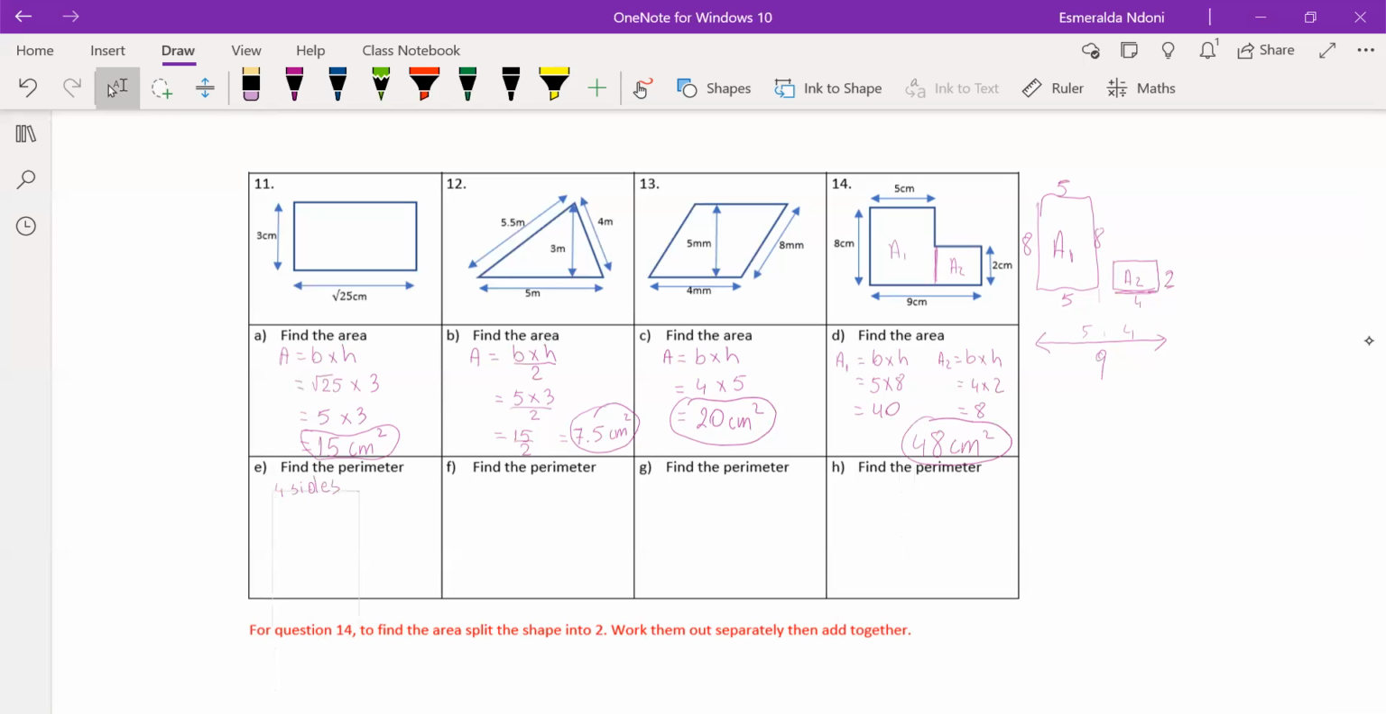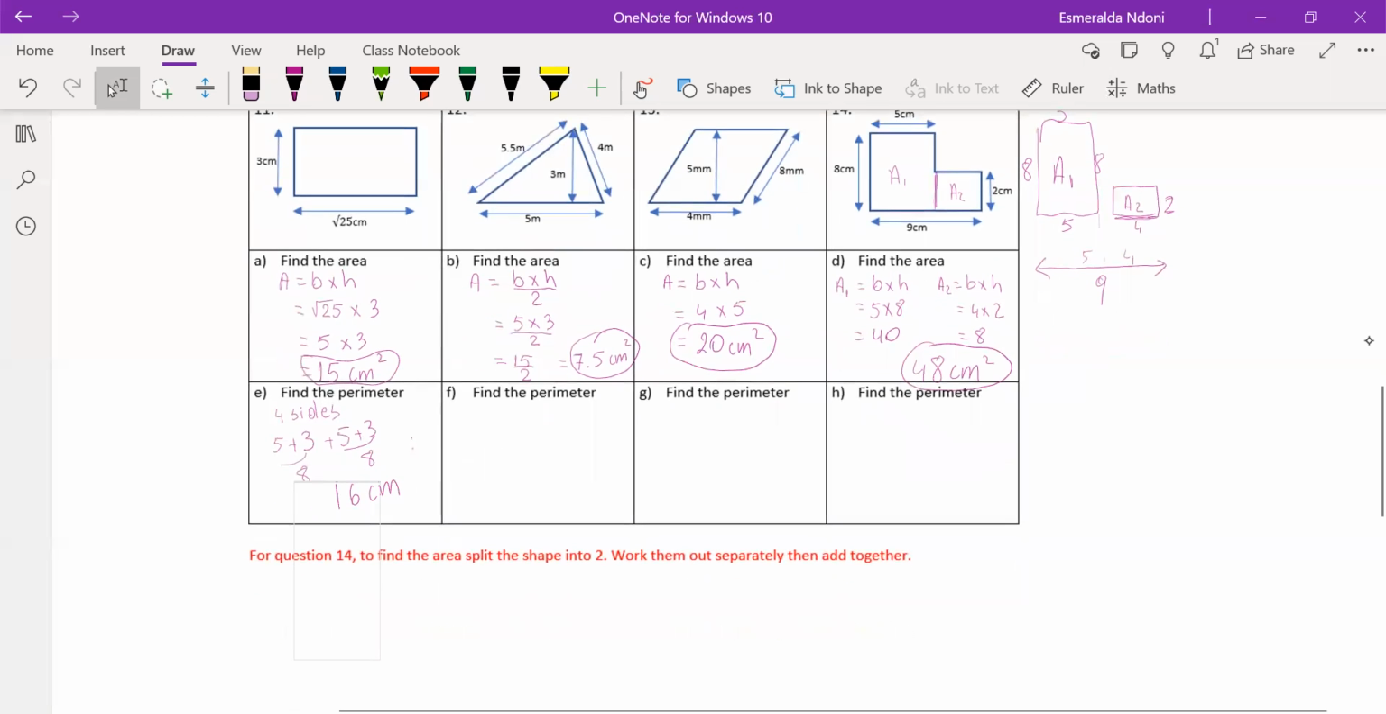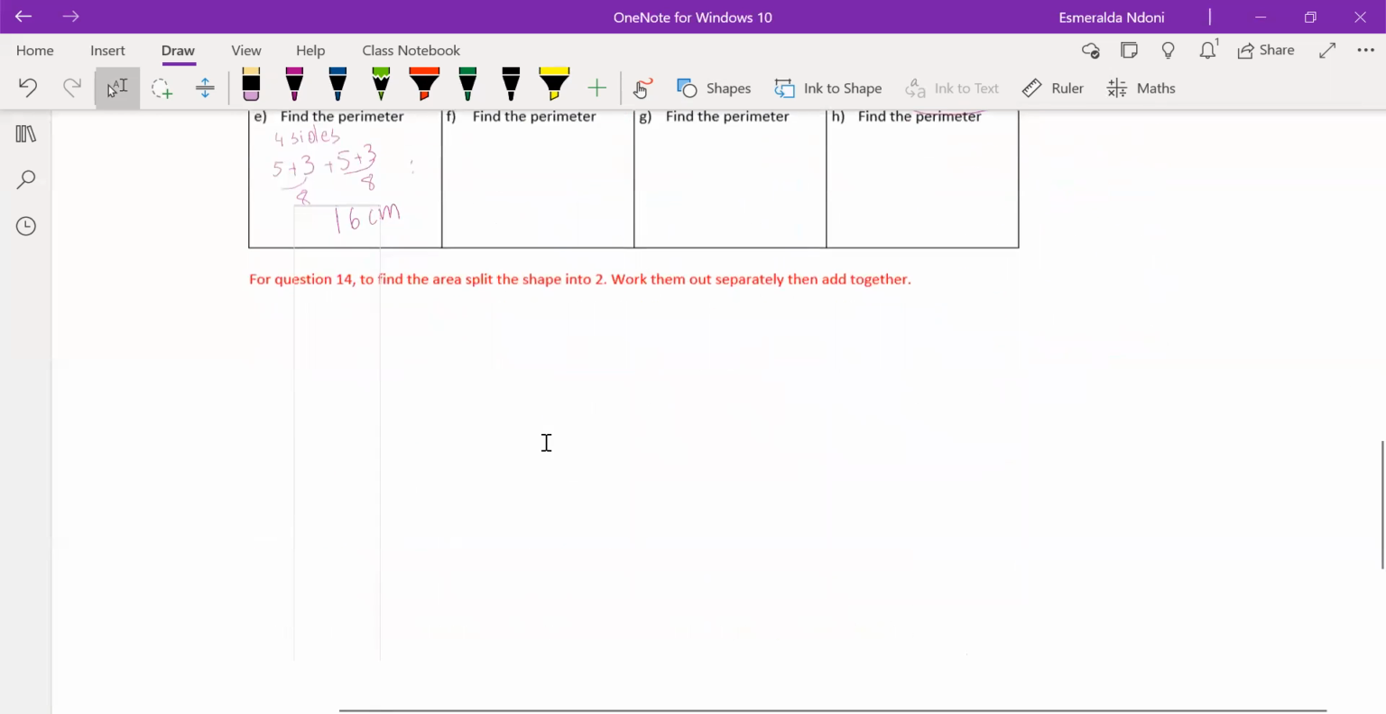First number is a 5. We know that because square root of 25 is 5. So 5 plus 3 plus 5 plus 3. Those two give you an 8, and then 2 and 8, so together you get 16 centimeters. That's your perimeter, 16 centimeters. Moving on to the next shape.